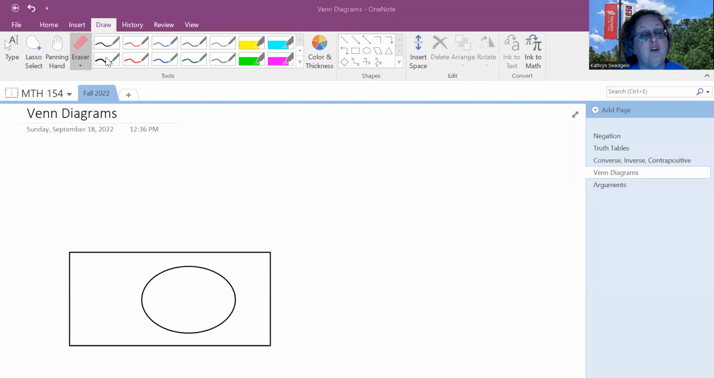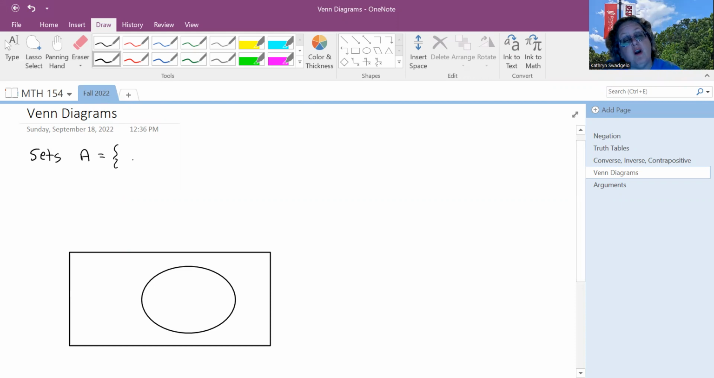Okay, let's talk about sets. So basically, a set is a list of objects. So we often give sets names. So I'm going to, for example, give this set A a name, and we put it in what's called braces.